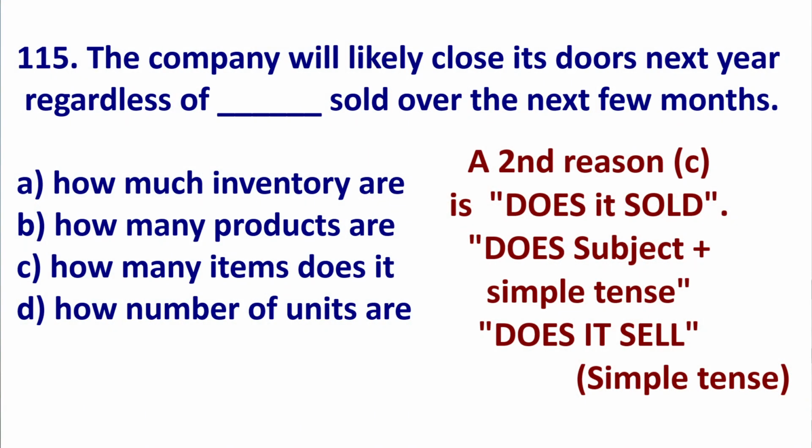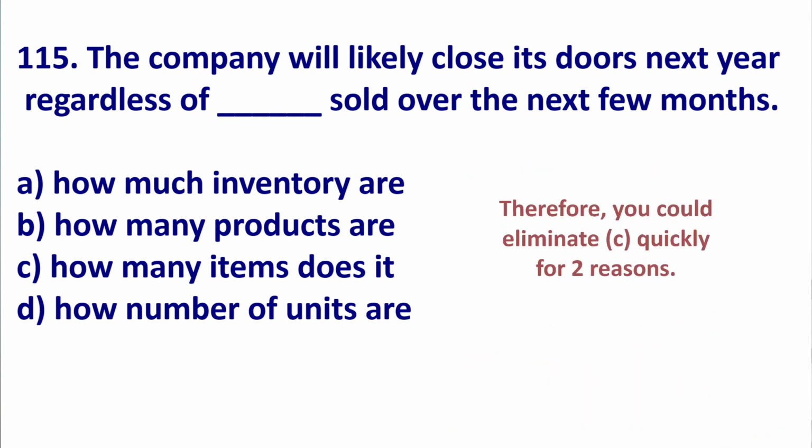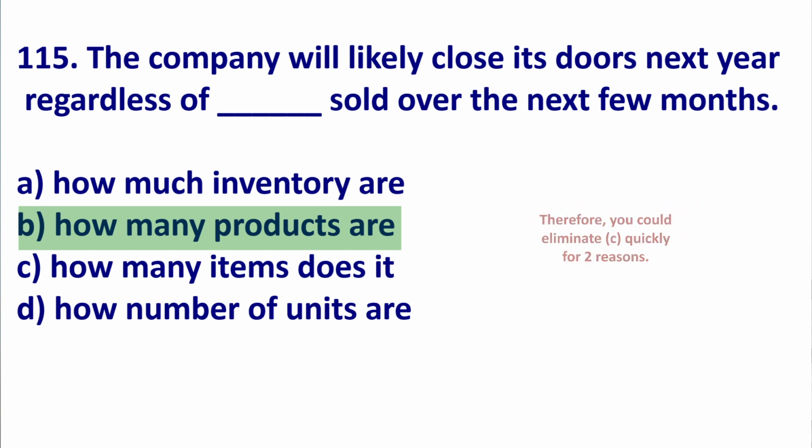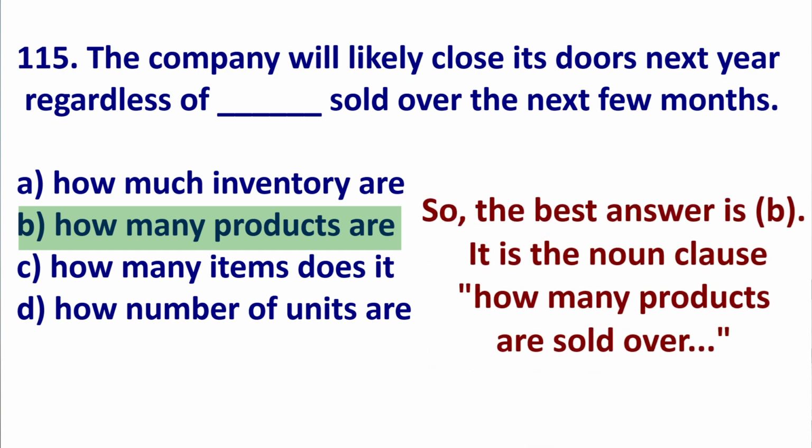A second reason this is wrong is because if I say does it, I would need does it sell. Even though it's a question form, I still don't say does it sold. I say does it sell. So you can see that C is wrong for many reasons. So the best answer here is B, the number of products that are sold. How many products are sold over the next few months?